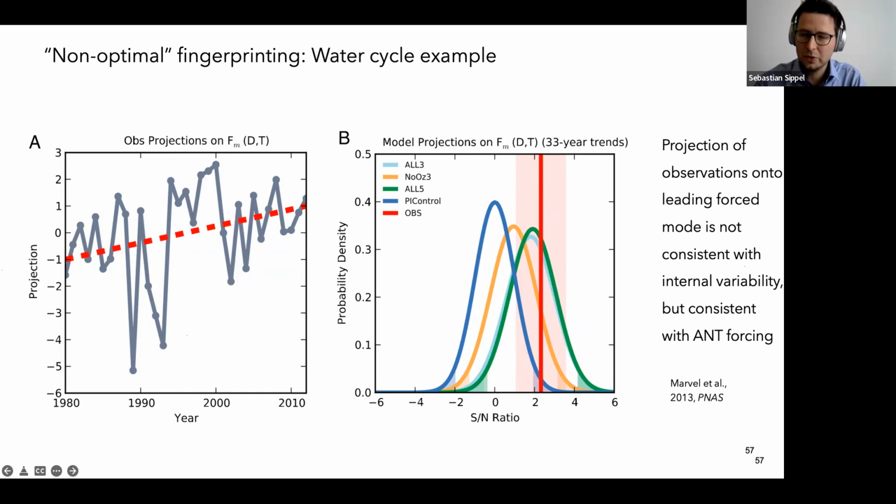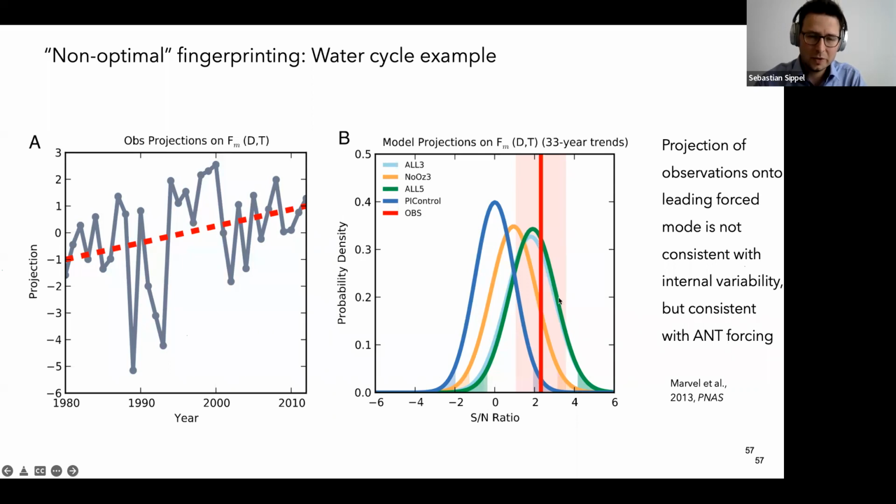So again, this is converted to a signal-to-noise ratio compared to all these projections based on the control simulations that show different distributions. This blue distribution here is the pre-industrial control simulations, and then she has a number of different distributions.